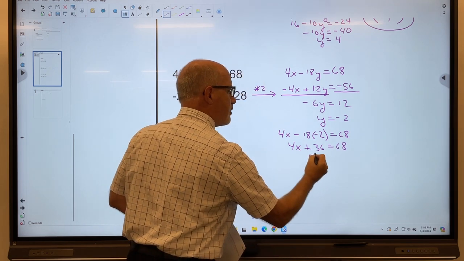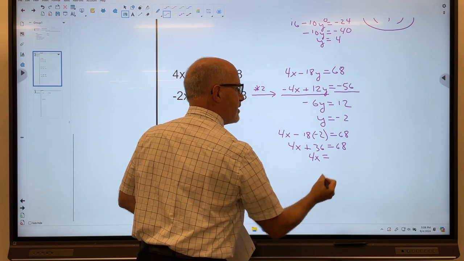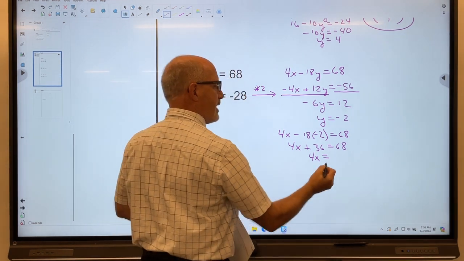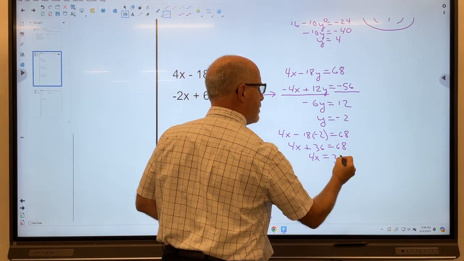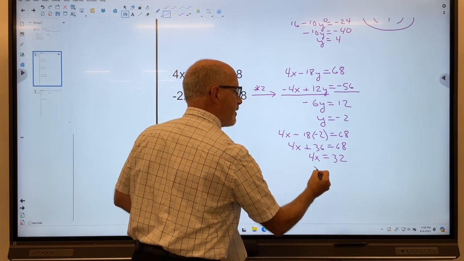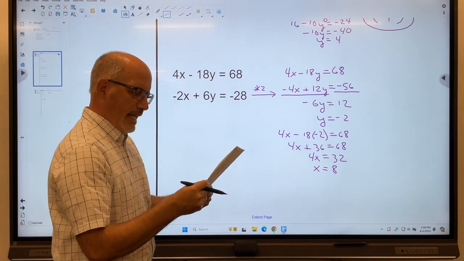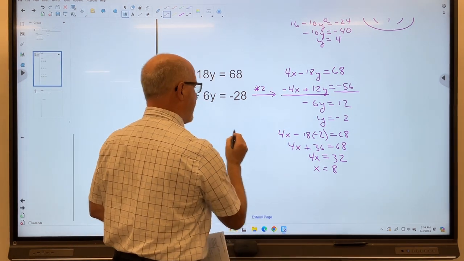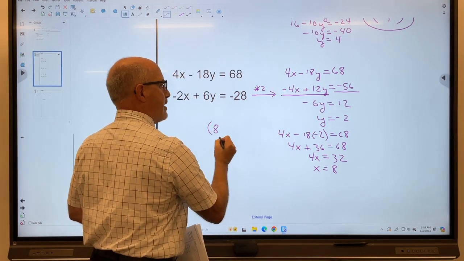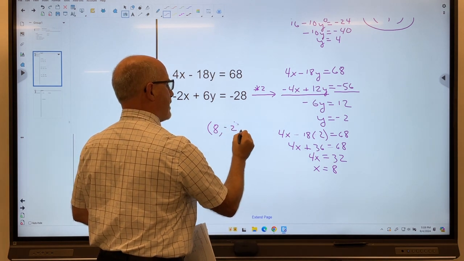Subtract 36 from both sides. So if I subtract 36 from 68, I should get 32. Divide both sides by 4, you get x equal to 8. And so my answer then is 8 for x and -2 for y.